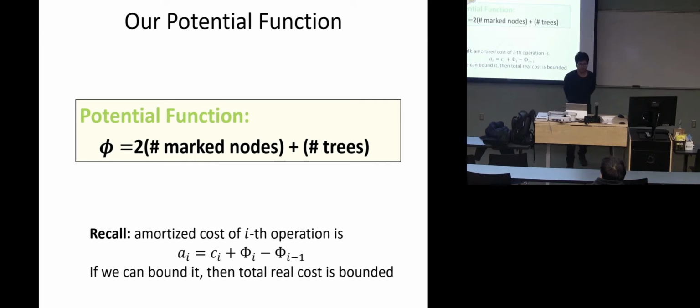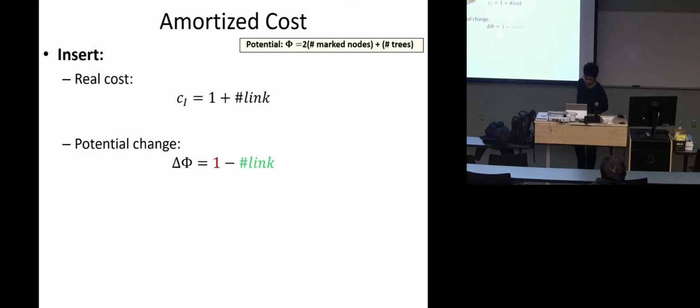Just to recall, when we try to bound the amortized cost, we look at the real cost plus the potential increase. If we can bound this thing to be small, then the total real cost is going to be small if the amortized cost a_i is small. That's from the previous class. So let's try to bound a_i.